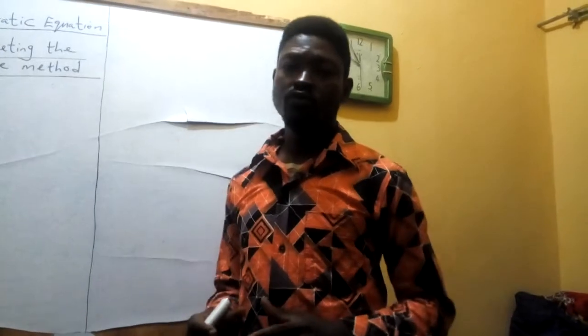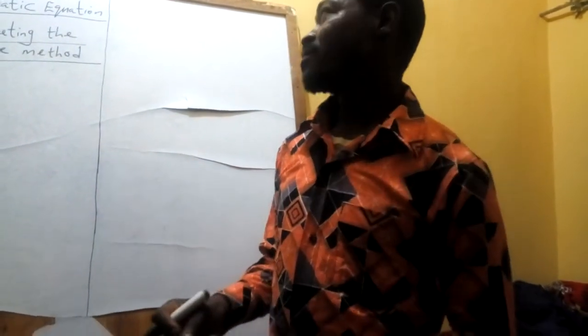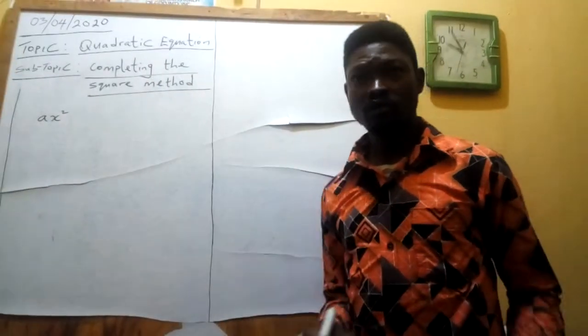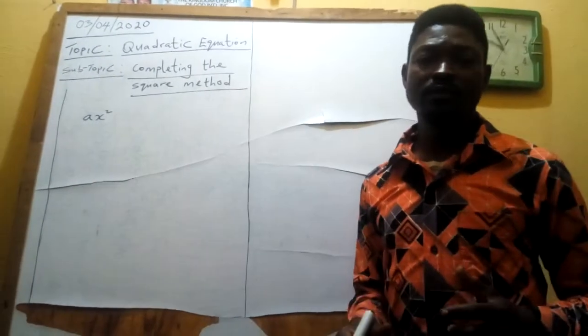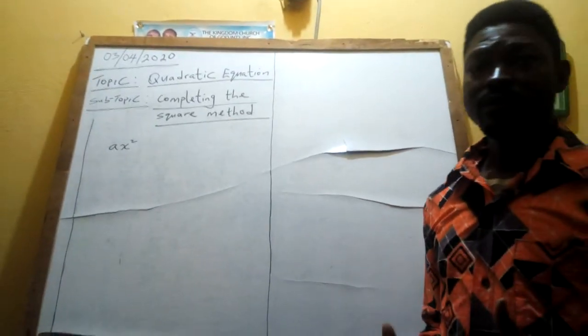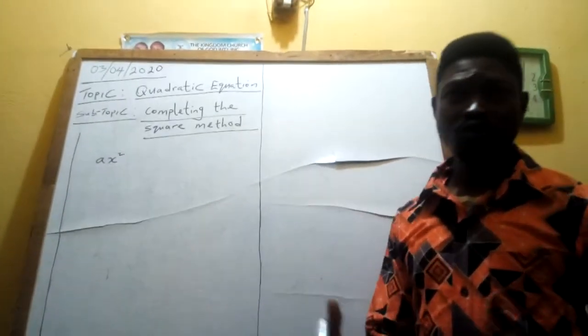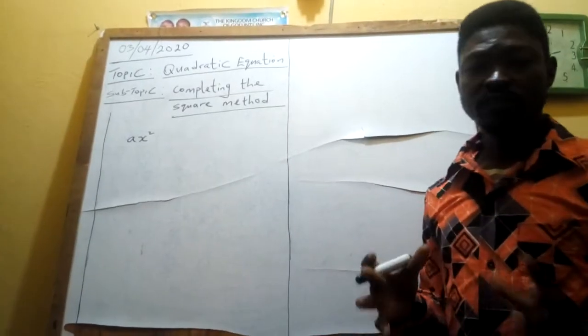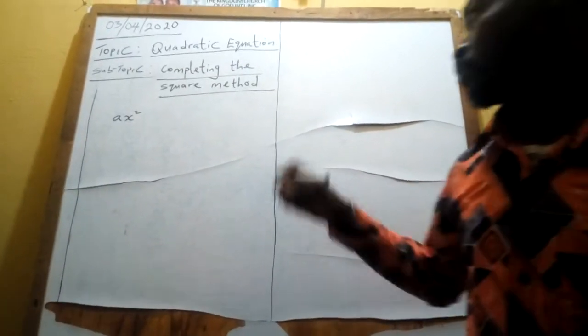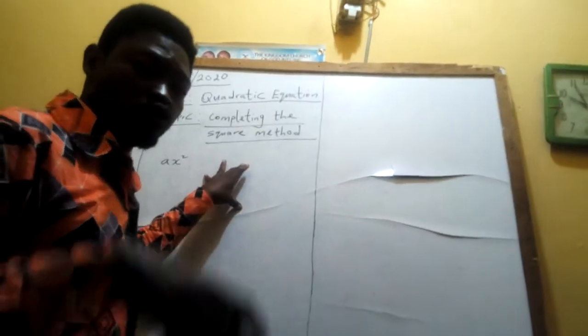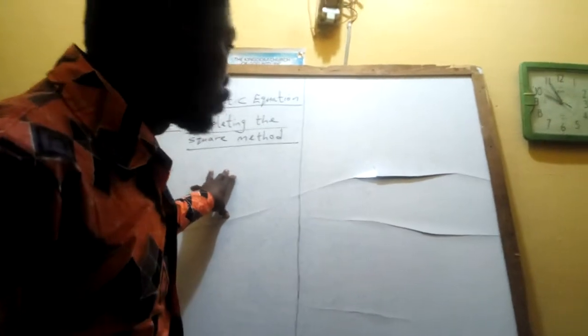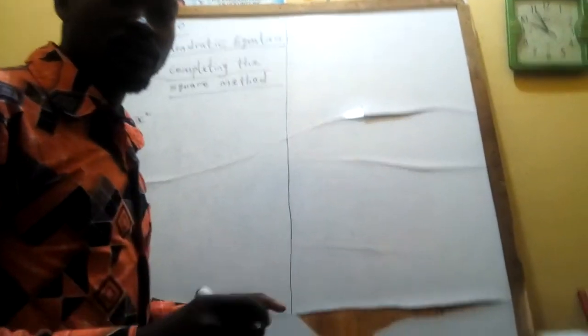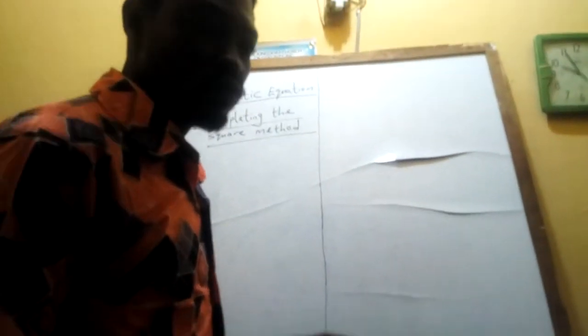Without much ado, we're going to be looking at the topic quadratic equation, and we're going to be looking at one of the methods of solving quadratic equations, which is through the help of the completing the square method. So at the end of this class, you should be able to solve any given quadratic equation with the help of completing the square method.